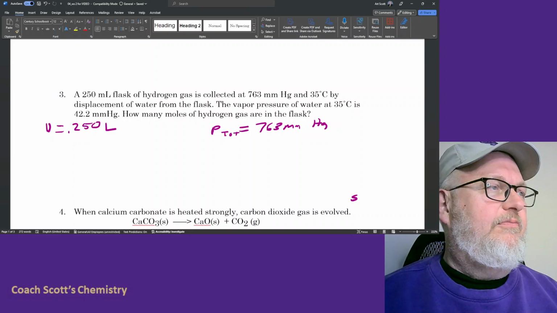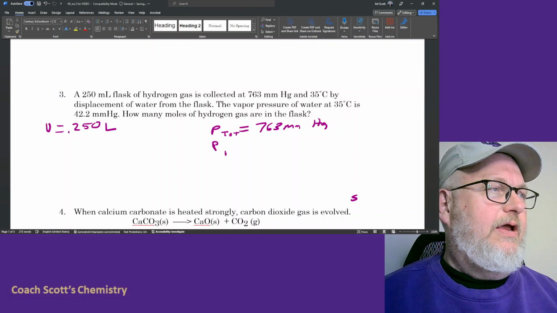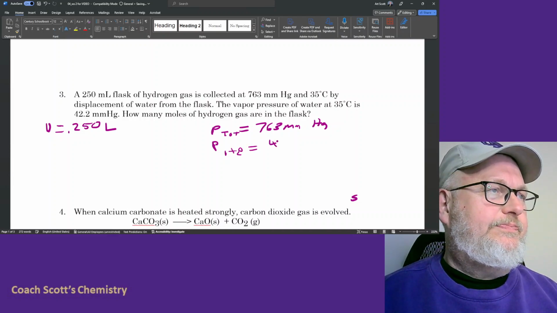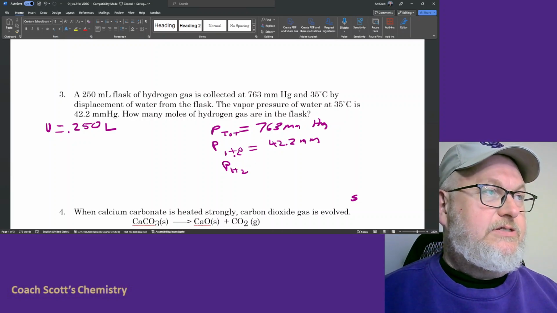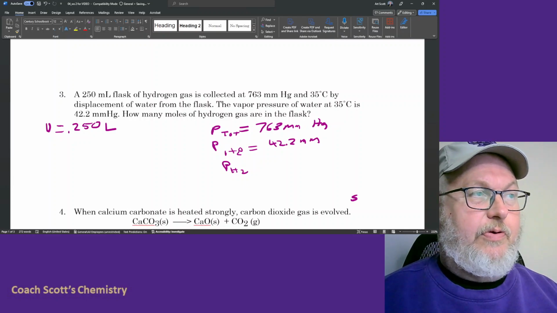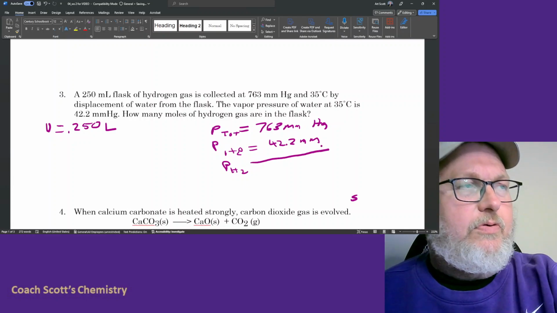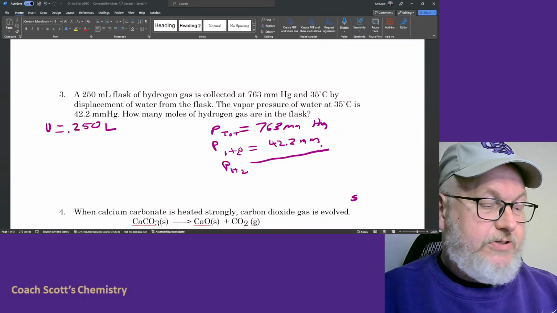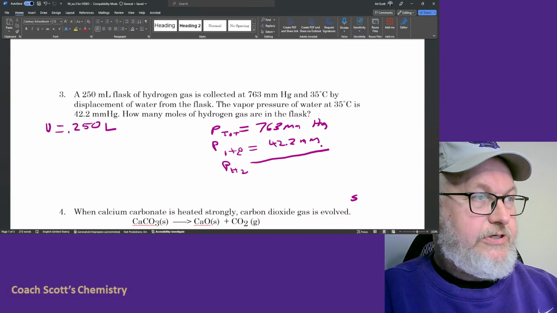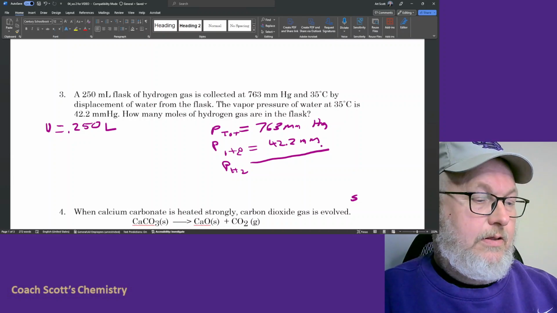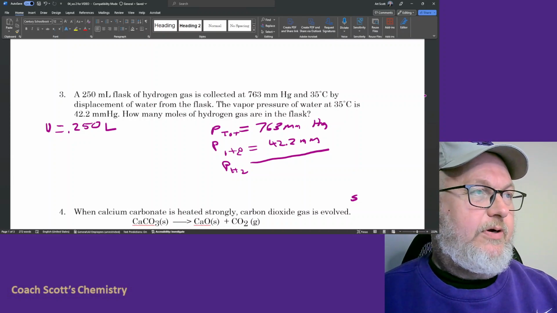So my pressure of water at that temperature, let's look and see, is what? 42.2 millimeters. Right. So the total pressure is the sum of both of these. Well, we don't know hydrogen. We're going to calculate it. So if I subtract the water from the total, that should give me the pressure of the hydrogen gas. And I get 720.8 millimeters of mercury for hydrogen.